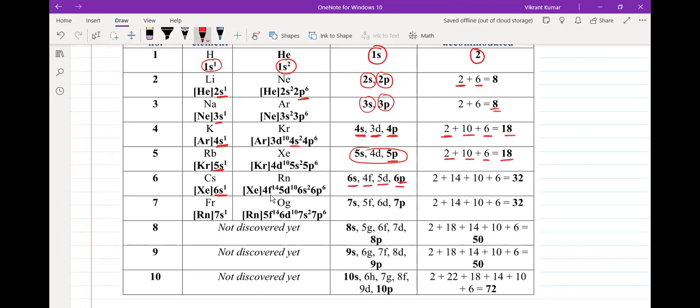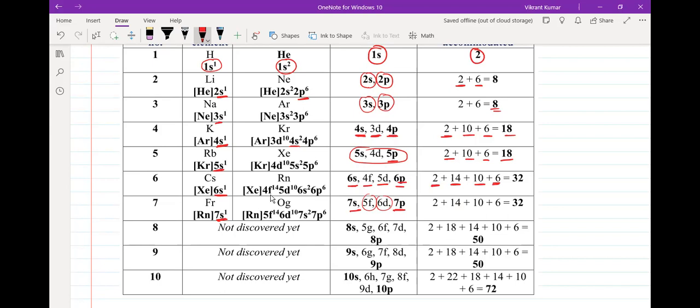When we talk about the seventh period, obviously we start at 7s1 and end at 7p, but in between we have 5f and 6d also. And that's why in these two periods, for the s subshell 2, for the f subshell 14, for the d subshell 10, and for the p subshell again 6. And that's why we get 32 elements. Is it okay?